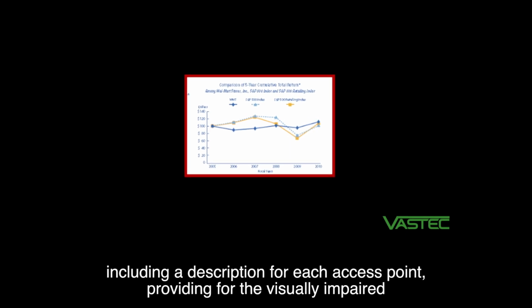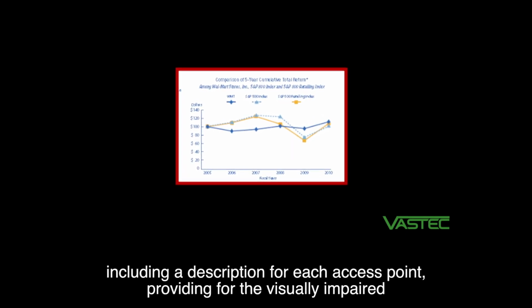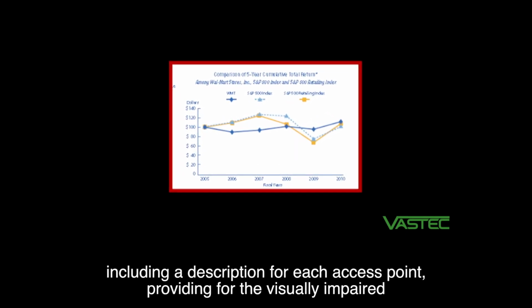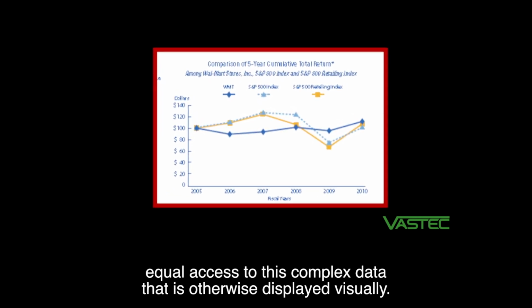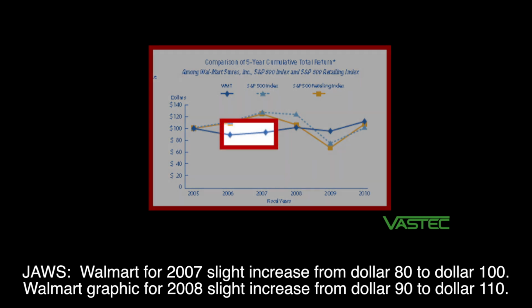After VASTEC remediation, the bar graph has been given alternative text with a description of what is visually displayed, including a description for each access point, providing for the visually impaired equal access to this complex data that is otherwise displayed visually. Walmart for 2007, slight increase from $80 to $100. Walmart graphic for 2008, slight increase from $90 to $110.